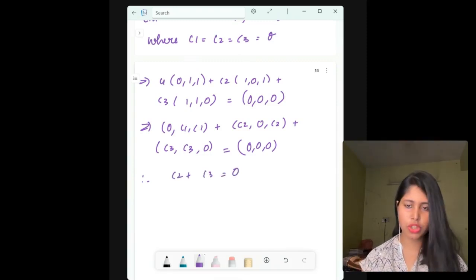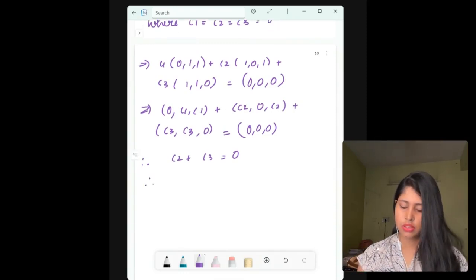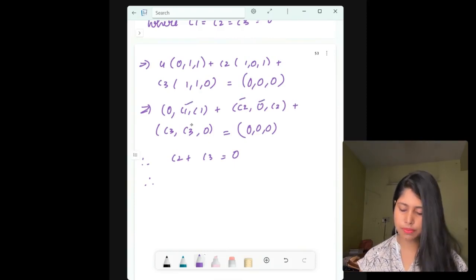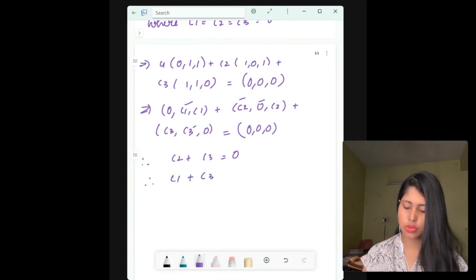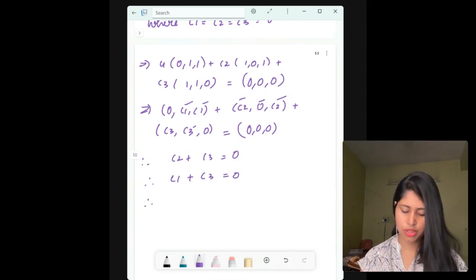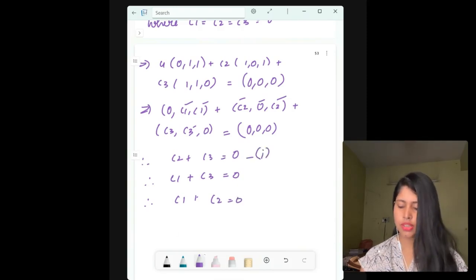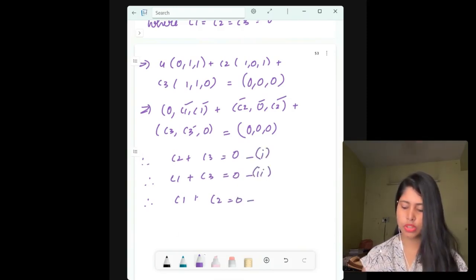This is the first equation, right? And the next equation will be C2 plus C3 equals 0, then C1 plus C3 is equals to 0. And lastly, C1 plus C2 is equals to 0. This is equation 1, this is equation 2, and this is equation 3.